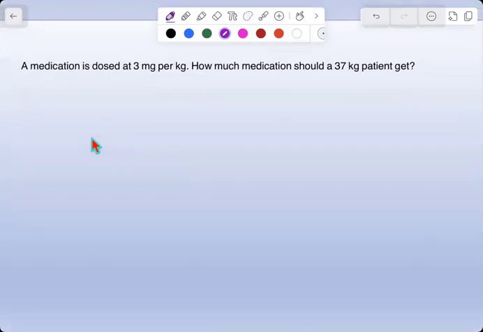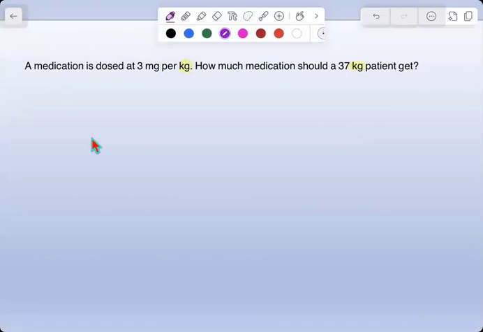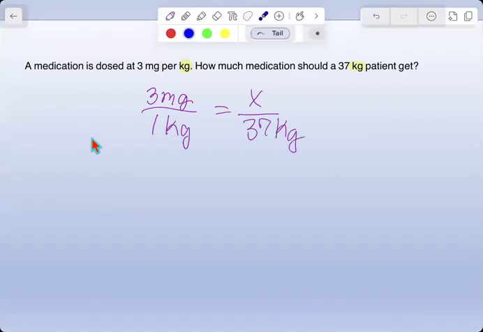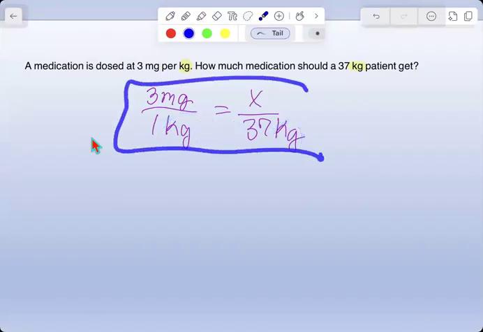Okay. So here it says a medication is dosed at 3 milligrams per kilogram. How much medication should a 37 kilogram patient get? Because these units right here match, we are allowed to use a conversion. Okay. So if we are given 3 milligrams per 1 kilogram, then how many milligrams would we give to a 37 kilogram patient? Just like those conversion facts from the conversion sheet, if these are exact measurements, we can use a proportion. So we can set this proportion up.